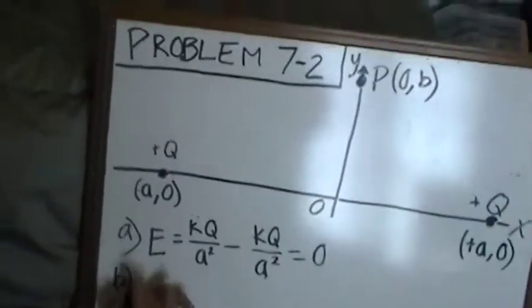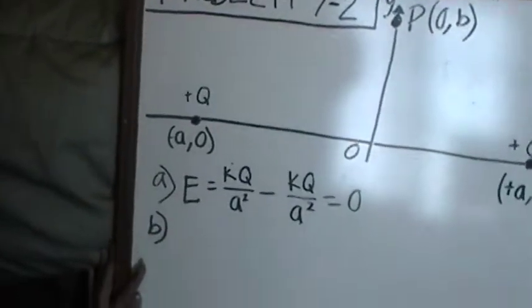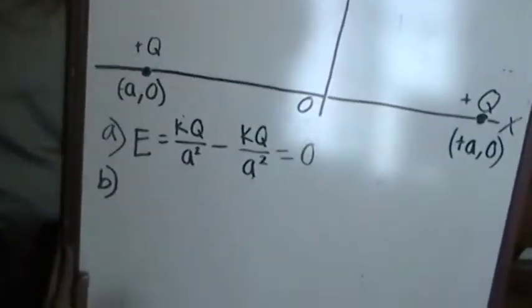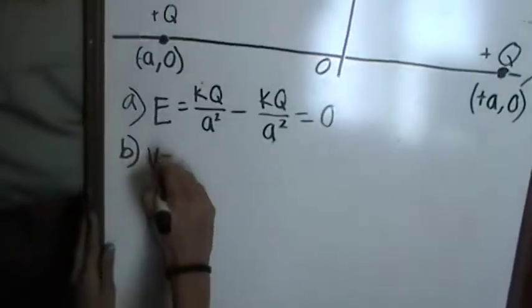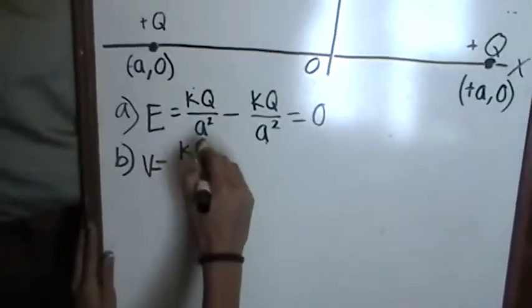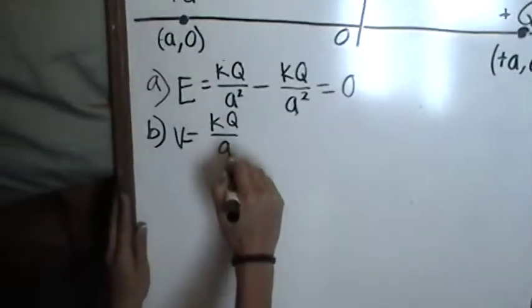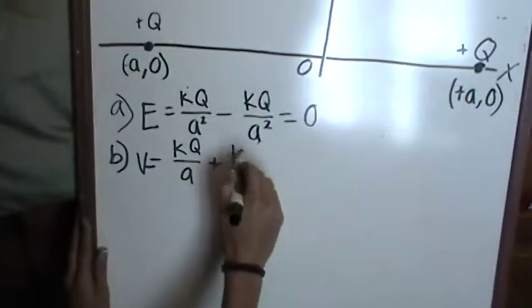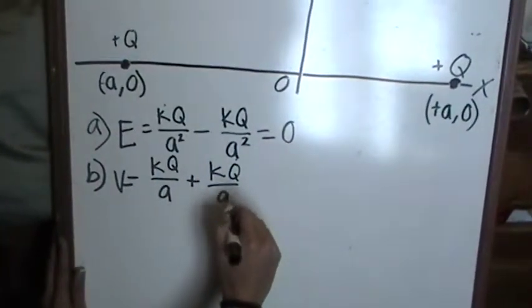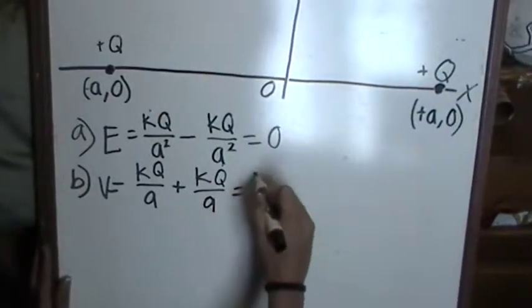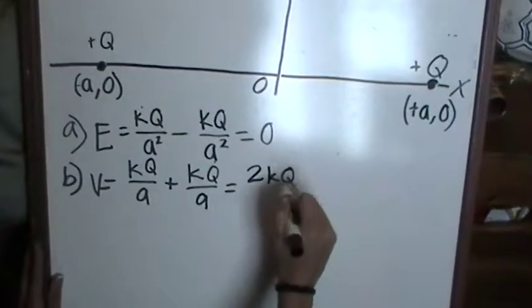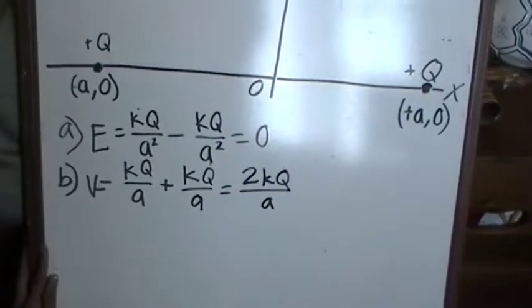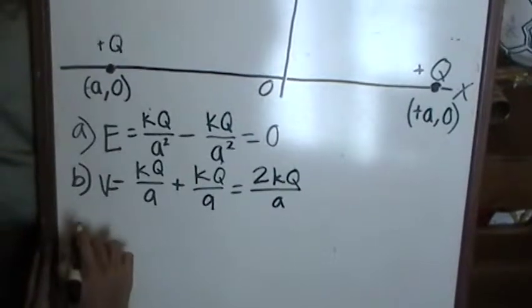Alright, B. The electric potential V at the origin. So V equals KQ over A plus KQ over A. So that equals 2KQ over A.